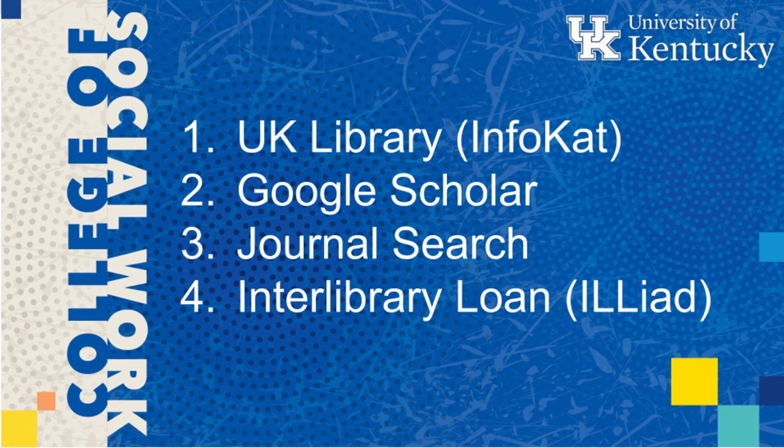And just to review again, these 4 different steps are kind of increasing in terms of complexity in some ways, but you should really start at the UK Library first, and then try Google Scholar, and then try looking for the journal itself, and then the Interlibrary Loan if you're looking for an article on your own.